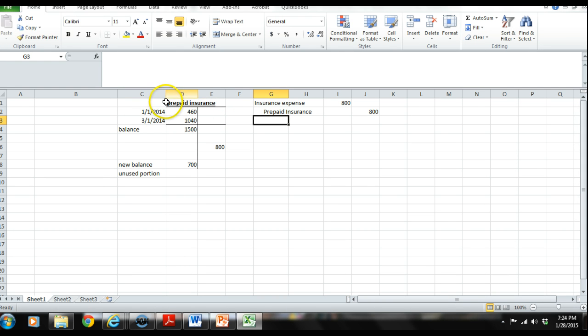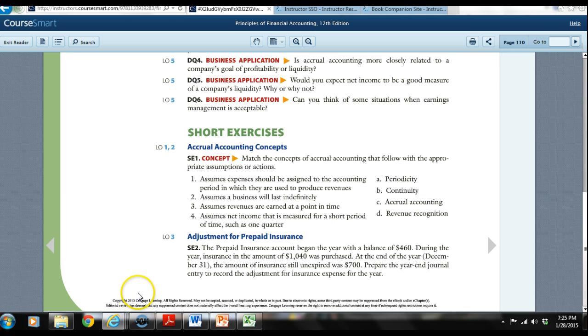Because we started with 460, we added to it 1,040, but then we go and look through our books and we go, wait, those insurance policies, we only have 700 still unexpired. So we need to adjust it and reduce our asset down to 700, and the adjustment really needs to be an expense now. It's no longer a future benefit, it's a current expense. It's been used up. It's no longer there anymore, is it? Make sense? How many of you guys are kind of following me? Let's do another one.